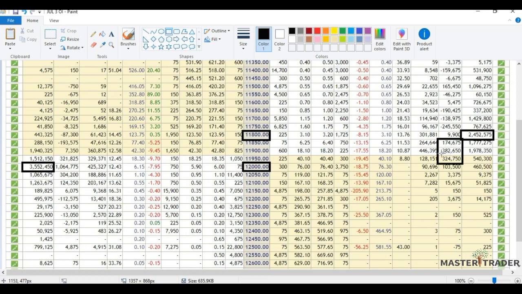So what this is telling me is that these guys here are bullish on the market. Around these levels, they are bullish on the market.